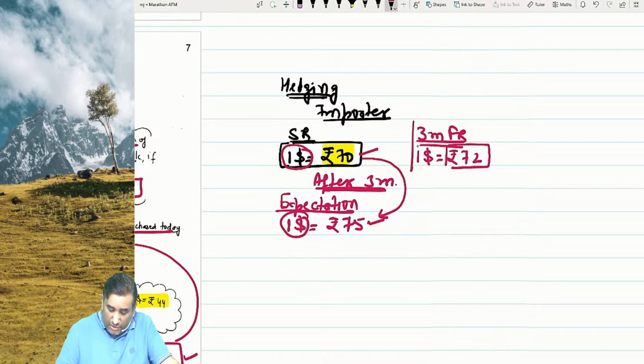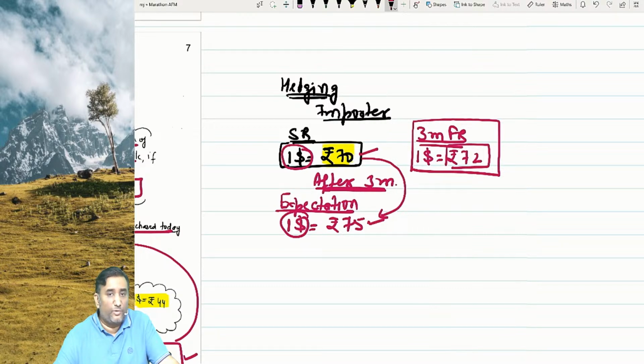Forward contract is to enter into an agreement with the bank: I'll come to you after 3 months time and I'll buy from you at 72. Should you enter into forward contract? Yes, that's called hedging basically. Hedging is not that your loss will go away. Hedging is reduction of the loss.